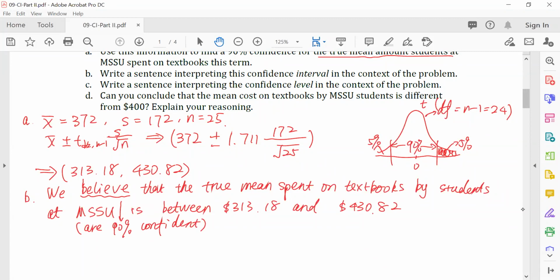This is a sentence to interpret the confidence interval in the context of the problem. So grandma, again, as I've mentioned, is a wise lady who asks questions. So she's like, what do you mean by you are 90% confident? How do you know you are 90% confident, right? So that is our answer to our part C. Interpret the confidence level. What does it mean by 90% confident? Anyone try to explain to grandma?